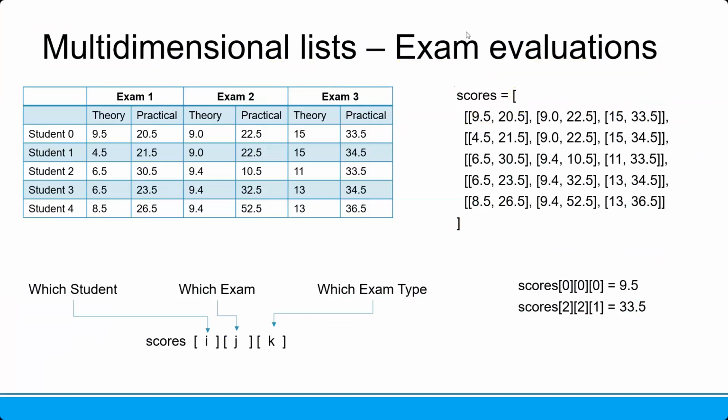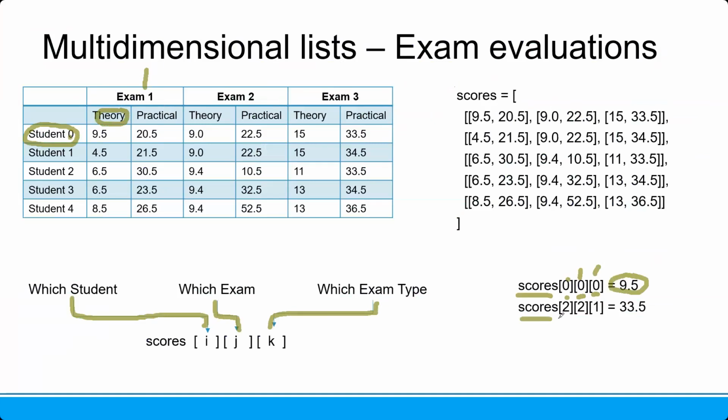And we can try to represent, for example, scores[0][0][0]. What does it mean? The first 0 represents which student. The second 0 means which exam. And the third 0 means which exam type. Then if it is 0, 0, and 0, this result is 9.5.